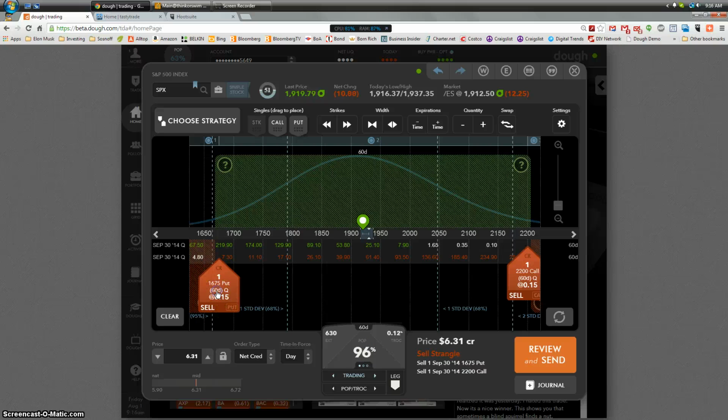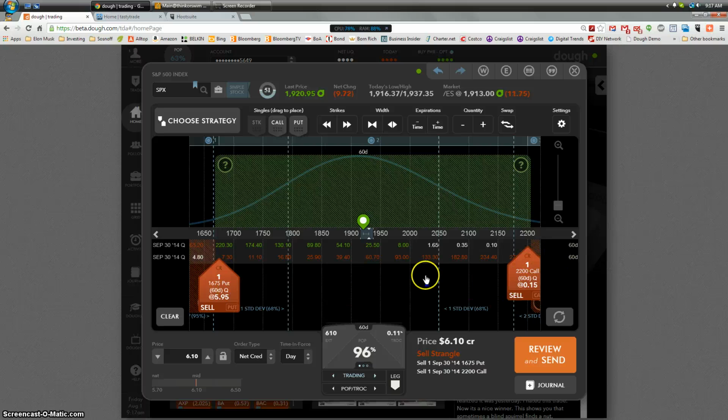Now look at each one. Oh, I'm sorry. Click on the leg. Click on where it says leg, and it'll change it. See, watch here. What this is saying is this side, you're selling a put. That means you're betting that the S&P 500 will stay above 1,675 at the end of 60 days. And for that, you're going to collect about $6.15 per contract. Each contract is worth 100 shares, so it's about $610. Okay, so in this case, you're betting that the S&P 500, which is here, will stay above this number at the end of 60 days.